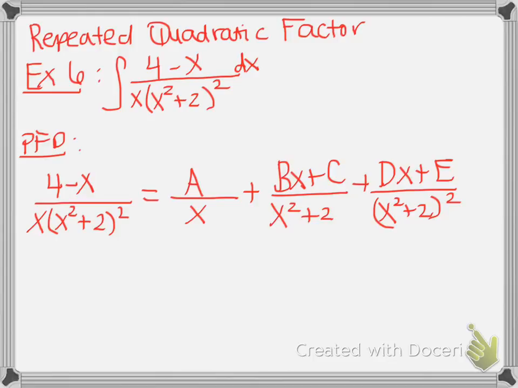Okay, so the PFD: we have (4 minus x) over x times (x squared plus 2) squared equals... it's similar to repeated linear factors in terms of having to build up, but this time think about whether you have a linear factor or a quadratic factor. If you have a linear factor, you go a degree down: a linear factor has degree 1, so degree 0 is a constant. That's why we put constants above the linear factors. But if we have a quadratic, then a degree below quadratic is linear, and so that's why we put linear factors.